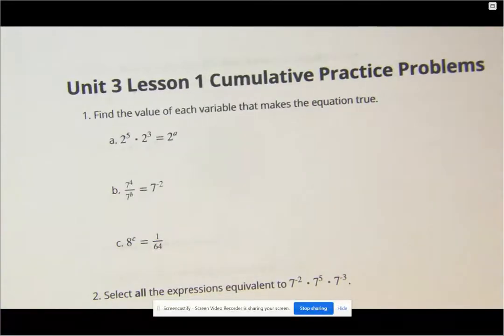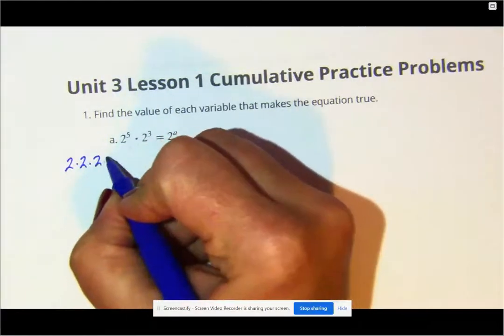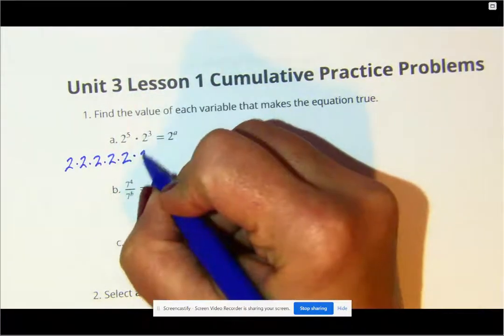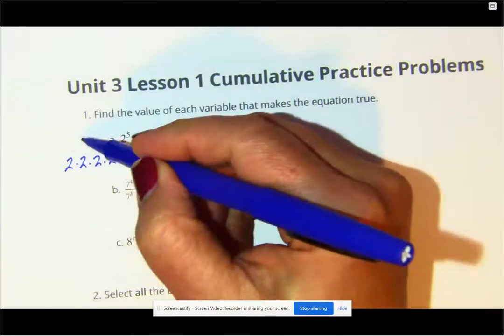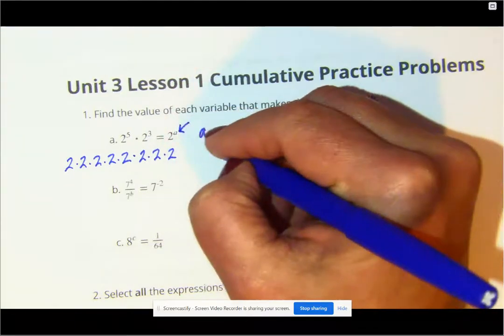Number 1, find the value of each variable that makes the equation true. If you know the power properties, it's great. You can also always convince yourself, right? 2 to the 5th means 1, 2, 3, 4, 5. And then times 2 to the 3rd means 1, 2, 3. And then you could count those up. 1, 2, 3, 4, 5, 6, 7, 8. That means that A is 8.